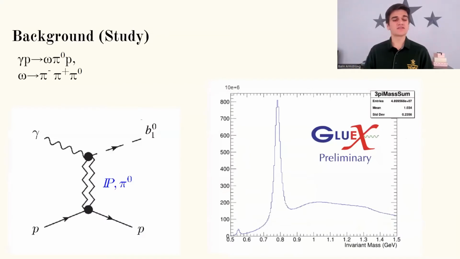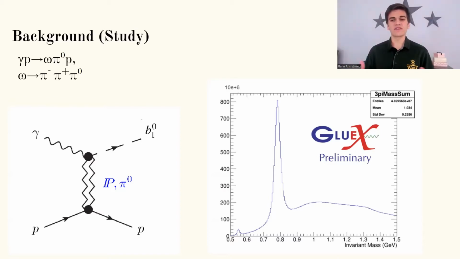And so in my research, I was specifically looking at the photon and the proton creating an omega meson, a pi zero, and a proton, where the omega meson would then decay into a pi minus, a pi plus, and a pi zero. A meson is just a type of particle found in physics.